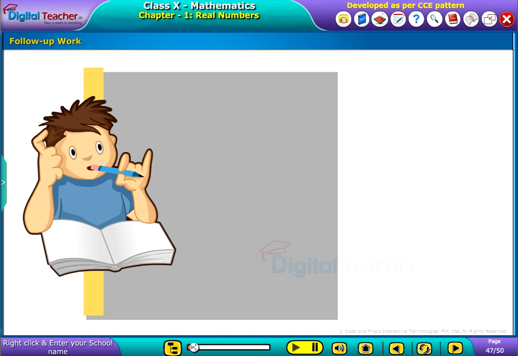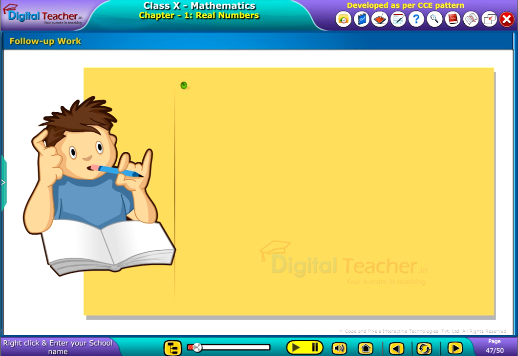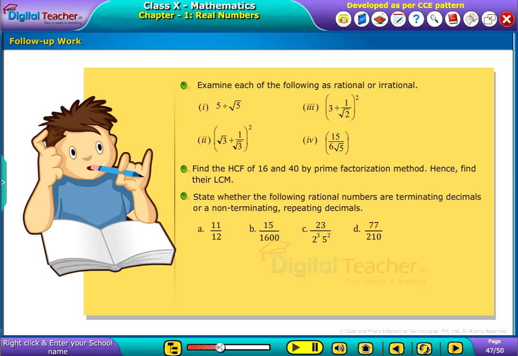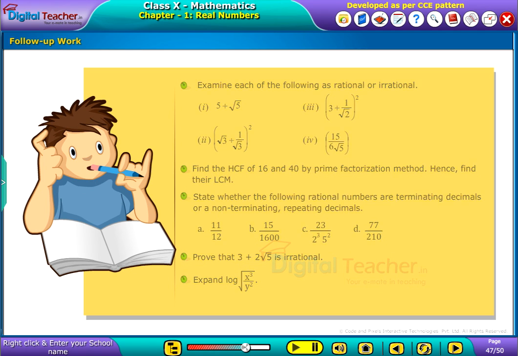Follow-up work. Examine each of the following as rational or irrational. Find the HCF of 16 and 40 by prime factorization method. Hence find their LCM. State whether the following rational numbers are terminating decimals or non-terminating, repeating decimals. Prove that 3 plus 2 root 5 is irrational. Expand log root x cube by y square.